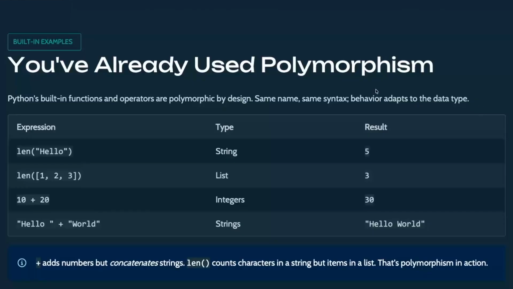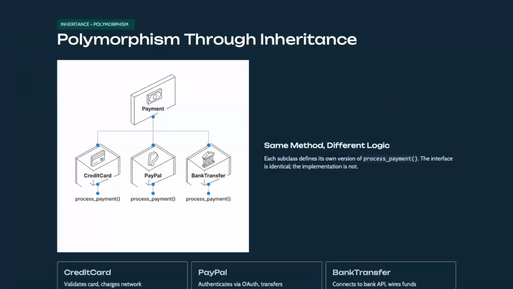Now let's see how polymorphism works in object-oriented programming. Imagine we're building an online payment system. We have a parent class called payment. Then we have 3 child classes, credit card, PayPal, and bank transfer. All of them have a method called process payment. The method name is identical, but the implementation is different. A credit card payment needs card validation. PayPal requires authentication. A bank transfer may require communication with the bank API. Same method, different logic. That's polymorphism through inheritance. Now, let's have a look at polymorphism through code.